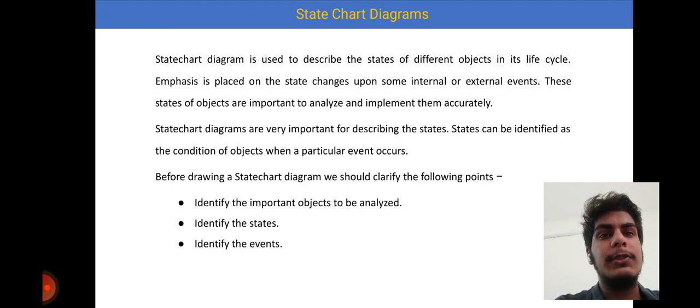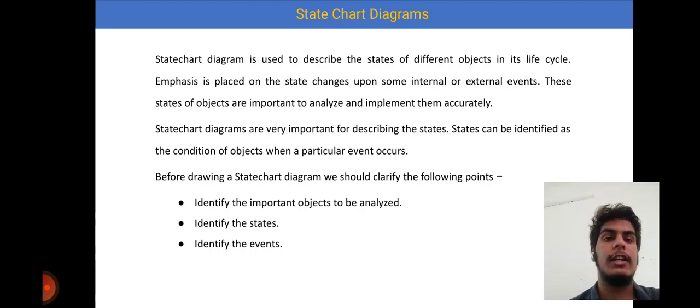State chart diagram is used to describe the state of different objects in their life cycle. Emphasis is placed on state changes upon some internal or external events. These states of objects are important to analyze and implement accurately. State chart diagrams are very important for describing the states. States can be identified as a condition of an object when a particular event occurs.